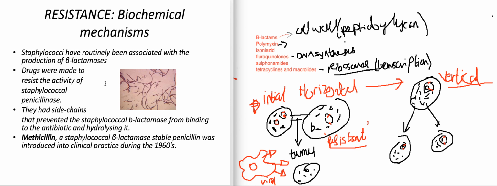So Staphylococcus have routinely been associated with production of beta-lactamases. So what you would administer for Staphylococcus would be beta-lactamase resistant antibiotics. Drugs were made to resist the activity of staphylococcal penicillinase. They had side chains that prevented the staphylococcal beta-lactamase from binding to the antibiotic and hydrolyzing it. Methicillin is a staphylococcal beta-lactamase stable penicillin, introduced in clinical practice in the 1960s.